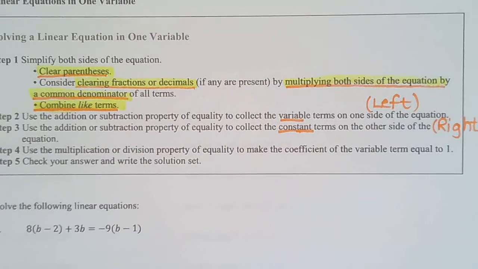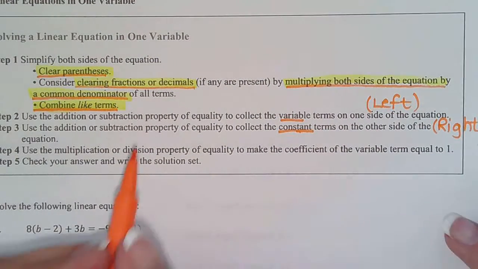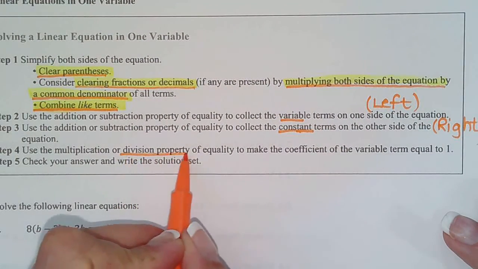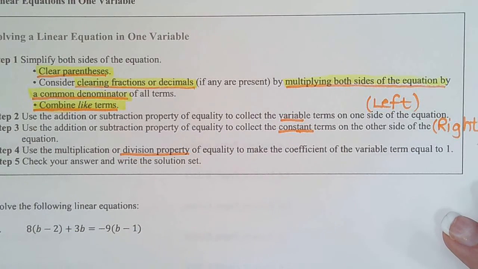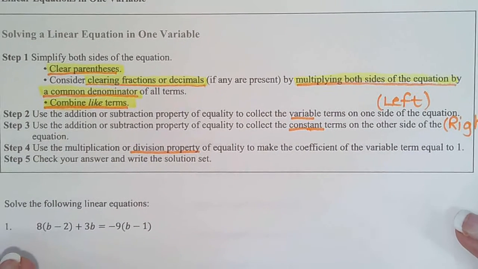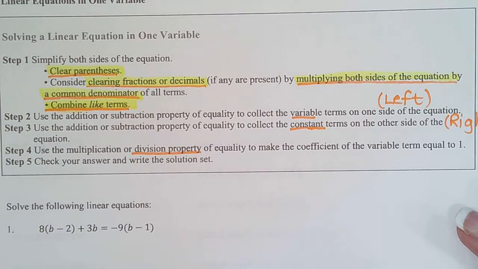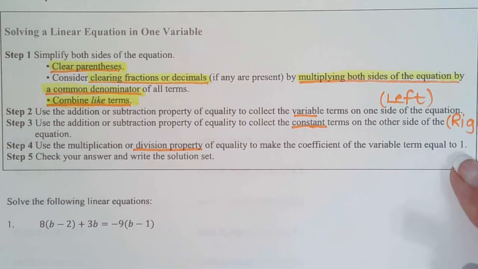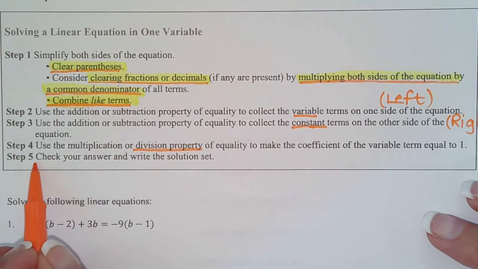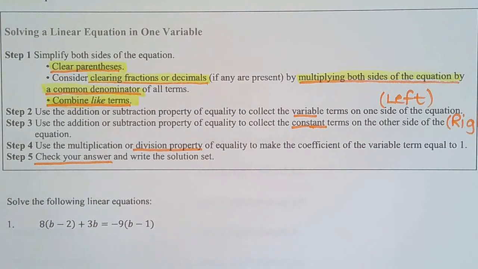Then we usually use the division property, once in a while multiplication, but usually division, in order to, if it's 4x, you're going to divide both sides by 4 in order to make the coefficient, the number in front of x, 1. So we usually use the division property. And then all answers can be checked.